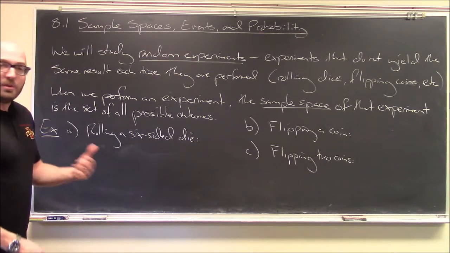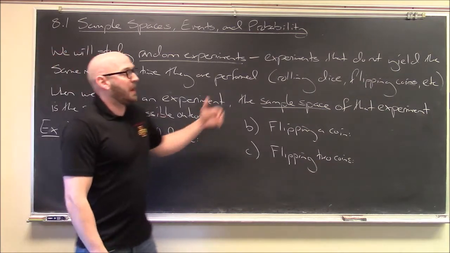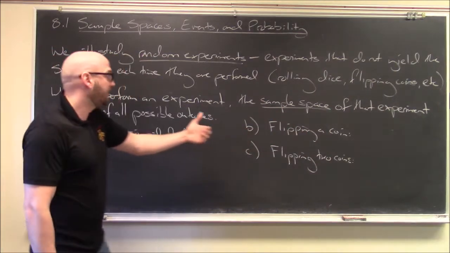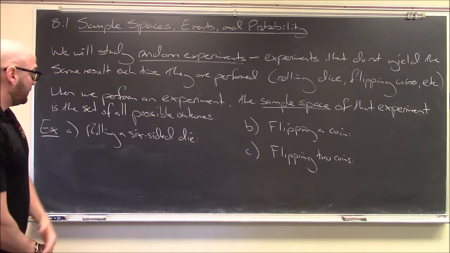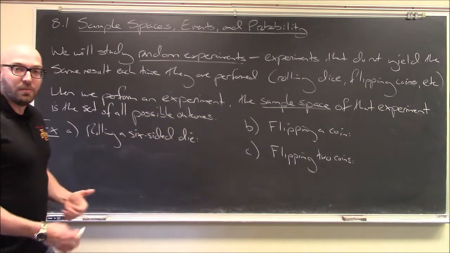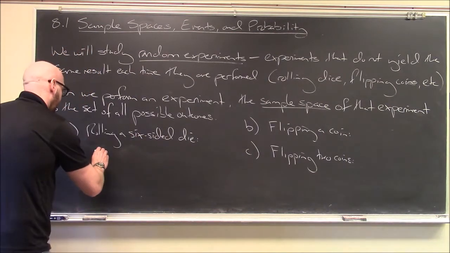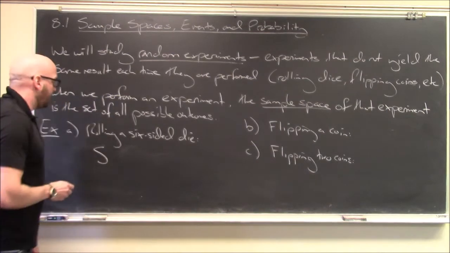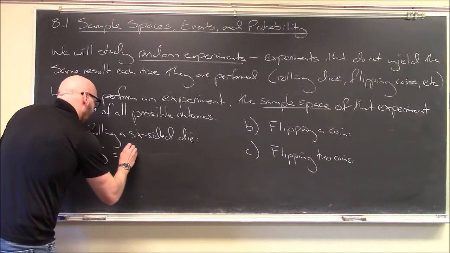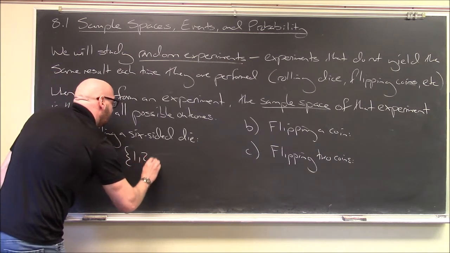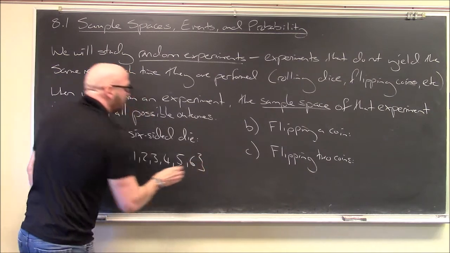And perhaps the most fundamental object that we'll be introducing and studying today is, when we perform an experiment, the sample space. The sample space of the experiment is the set of all possible outcomes. So for example, rolling a six-sided die, what are the possible outcomes? Well, you either roll a 1, a 2, a 3, a 4, a 5, or a 6, right? So the sample space, which we'll pretty much always denote with an uppercase S, of this experiment is 1, 2, 3, 4, 5, or 6.